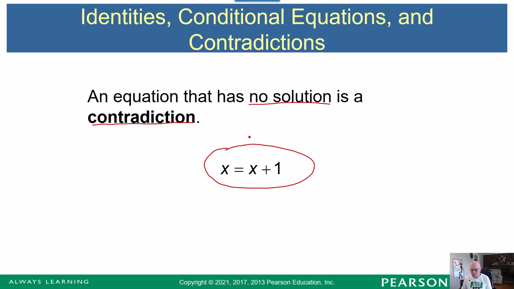That should be pretty obvious, I think, because if you took this equation and tried to solve it, look what happens. Subtract x from both sides, and what do you get? 0 equals 1. Obviously not ever true. That's why you have a contradiction, and that means it has no solution. That's the third type of equation. Remember, 3 types: identity, conditional, contradiction.